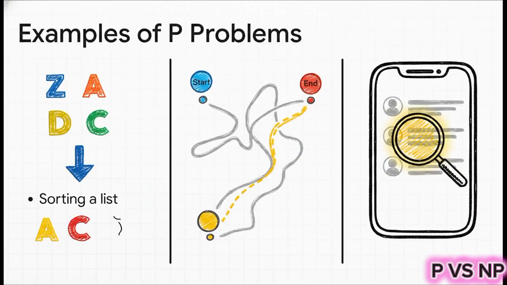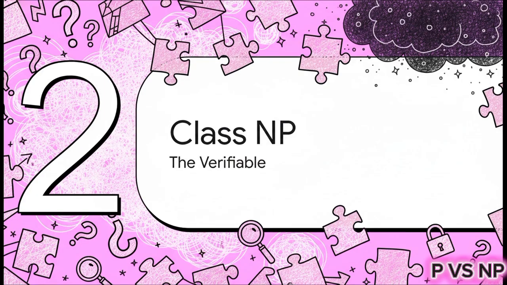You deal with P problems all the time. Think about sorting a list of names alphabetically, or finding the shortest route on a map using an app, or even just searching for a contact in your phone. These are all problems in class P. Even if you have a massive list or a huge map, a computer can still handle it pretty quickly, because the complexity is manageable. Okay, so that's P.